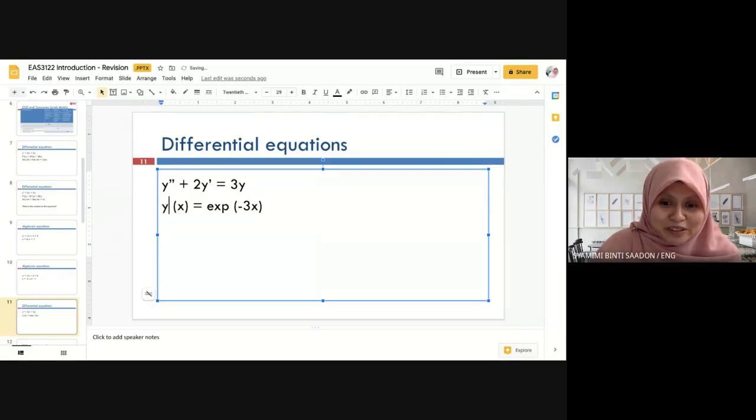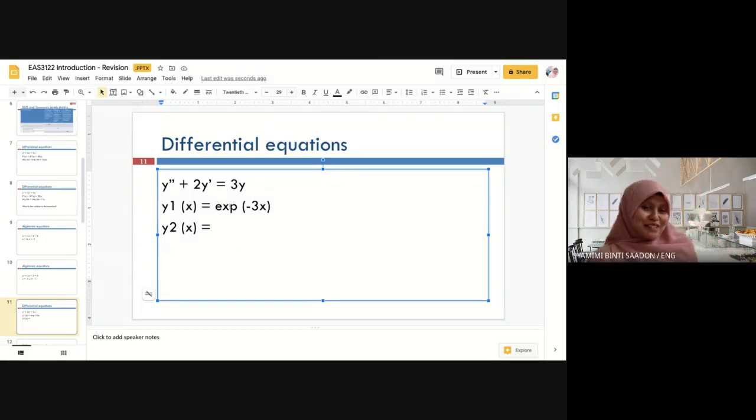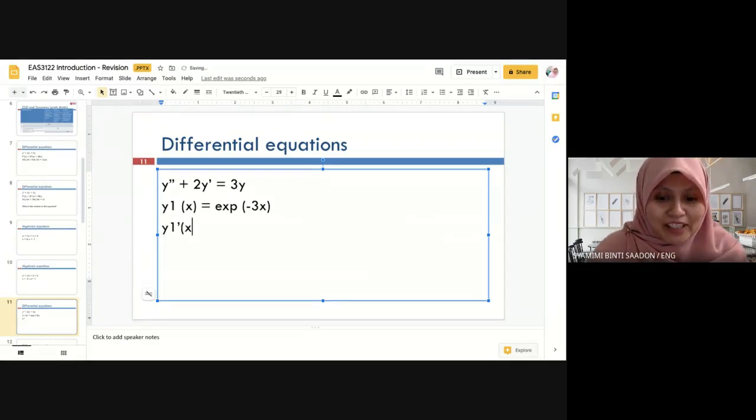So I call this y1. Another one, y2, equals to what? Okay, try to fill in this y2 later on. Okay, y1 first. So if you have y1, you want to check whether this y1 is true as the solution for this differential equation.